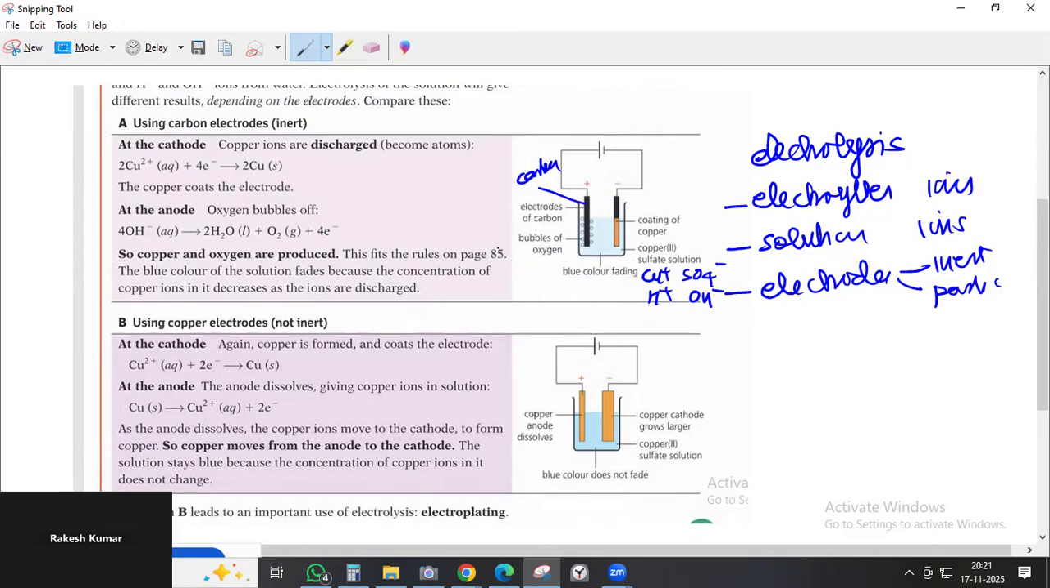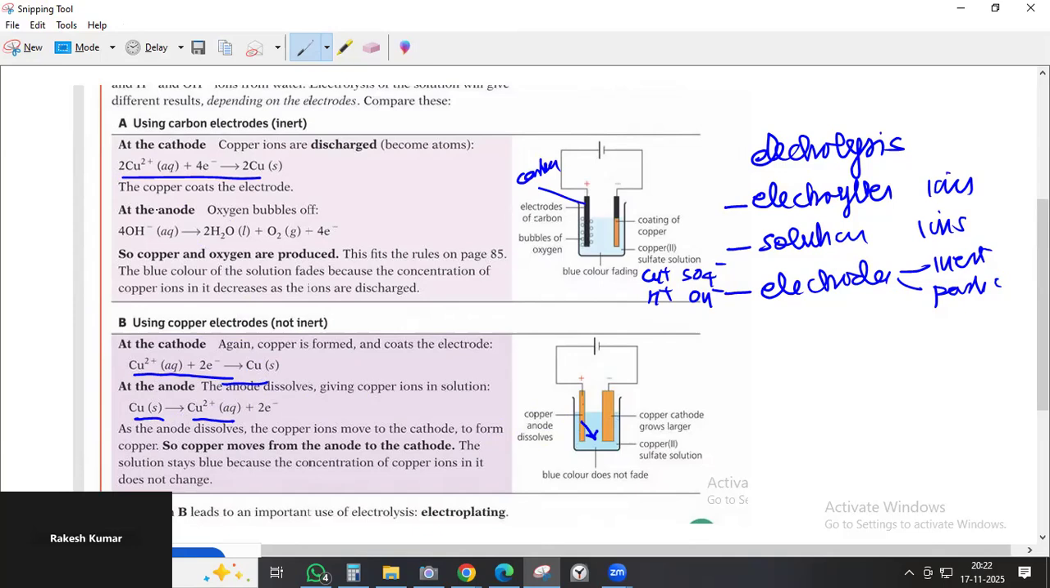Why it won't participate is that in this other case copper is present, so the copper will start participating. Why? Because as the copper is getting discharged here, here also copper is getting discharged. But here there is a way in which copper can come into the solution through the copper anode, through the electrode. So the electrode starts participating because it finds that copper ions are missing. So copper from the anode then enters the solution.